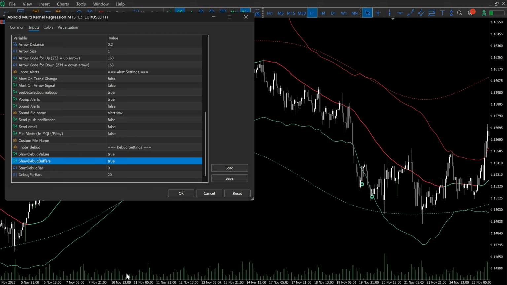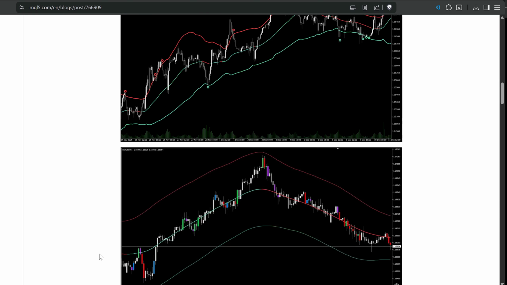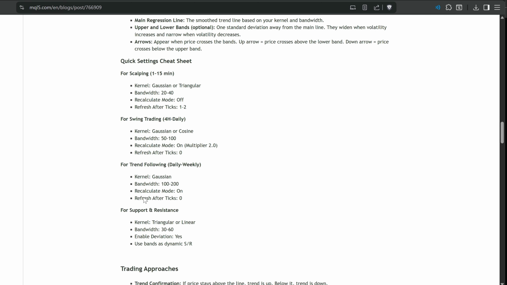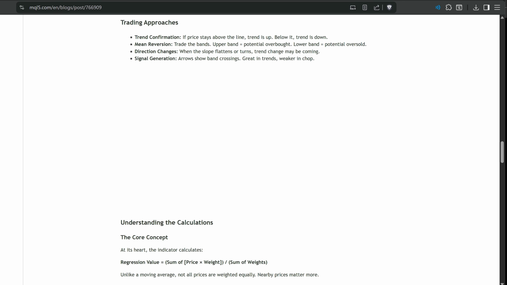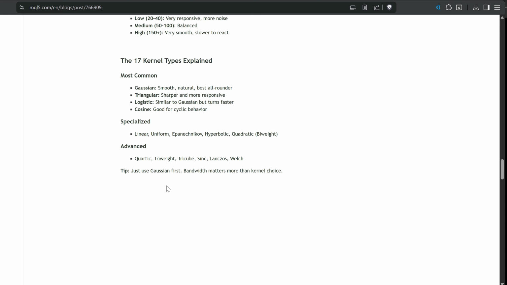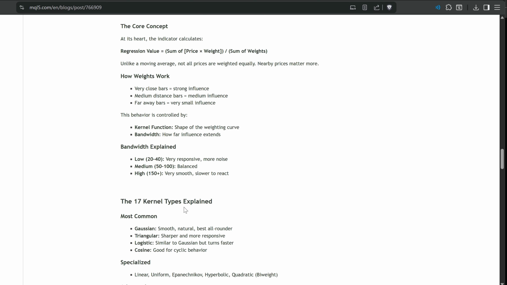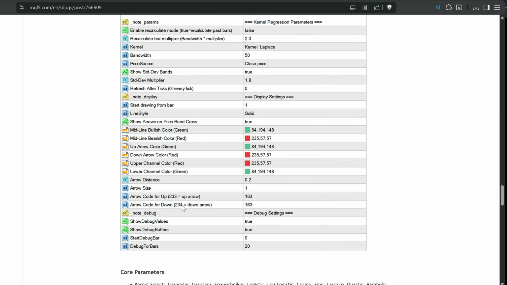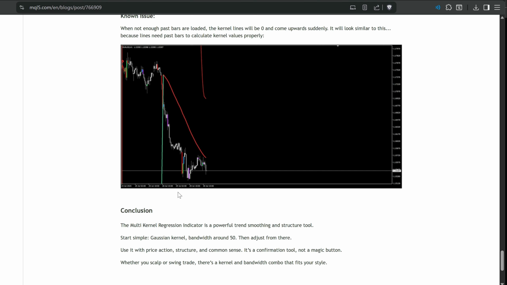And you can also check out the cheat sheet on the blog post just to see what kinds of bandwidths go for which type of trades and the overall different settings. And in the future I might add more features to this, then the video might become outdated. So for all of my products, always refer to the blog post because that will be the most updated one.